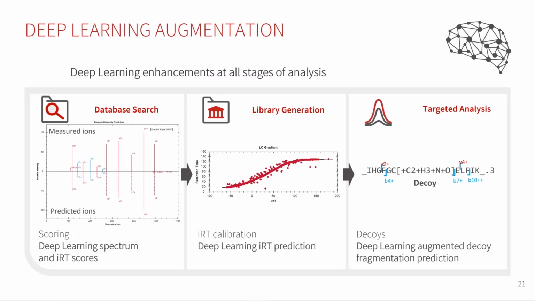And now I would like to touch on the different stages of analysis where we use deep learning. First, during database search, we use some scores that are based on predictions from deep learning models. Then during IRT calibration, we use deep learning for IRT prediction. And thirdly, we have built a model to predict the fragmentation patterns of in silico generated peptide sequences so that we get better decoys for FDR control of our DIA analysis.